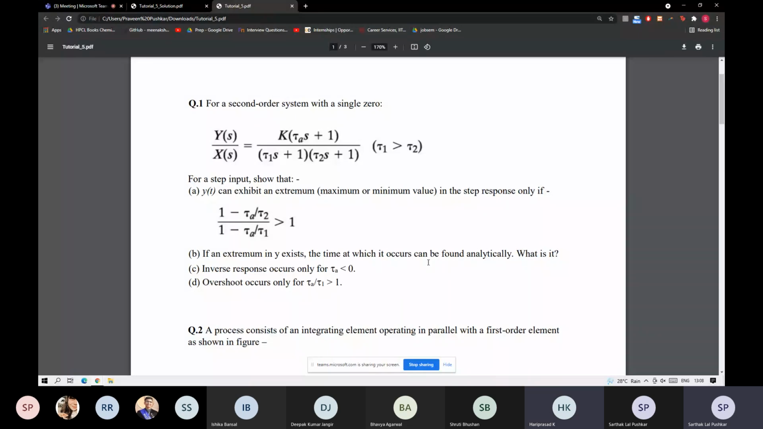Thank you, Sarthak. So the question is all about a transfer function with some condition, and you have been asked to show various conditions when it has an extremum. Extremum could be maxima or minima, when it can be inverse response, when you will have overshoot, etc.